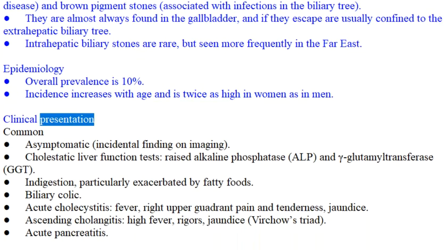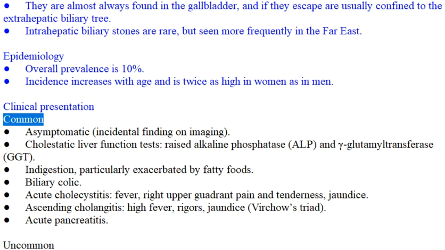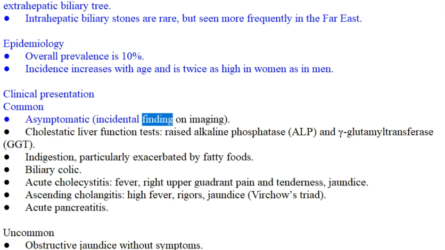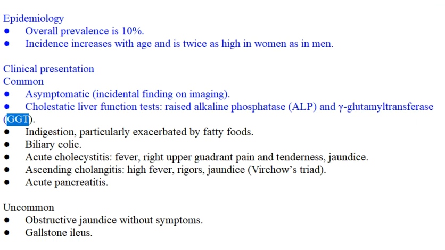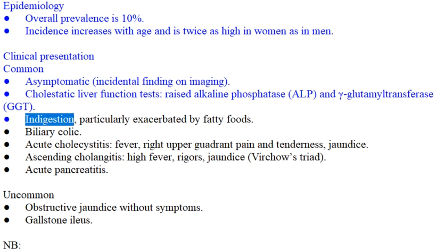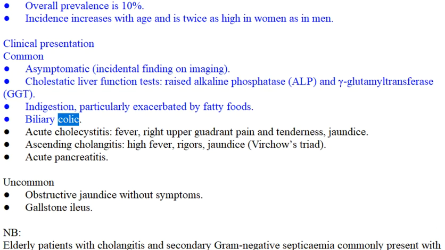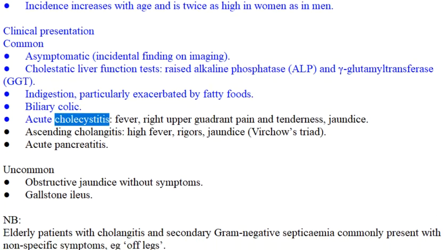Clinical presentation. Common: asymptomatic, incidental finding on imaging; cholestatic liver function tests, raised alkaline phosphatase, ALP, and gamma-glutamyltransferase, GGT; indigestion, particularly exacerbated by fatty foods; biliary colic; acute cholecystitis, fever, right upper quadrant pain and tenderness, jaundice.